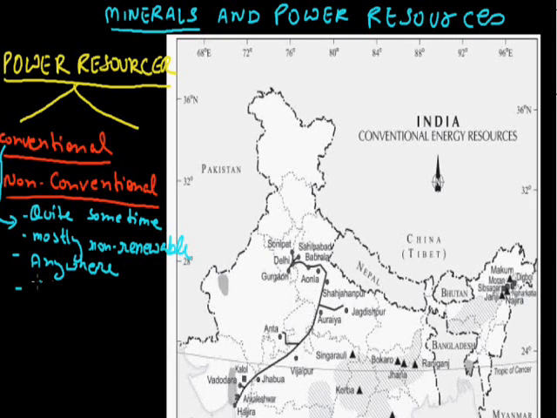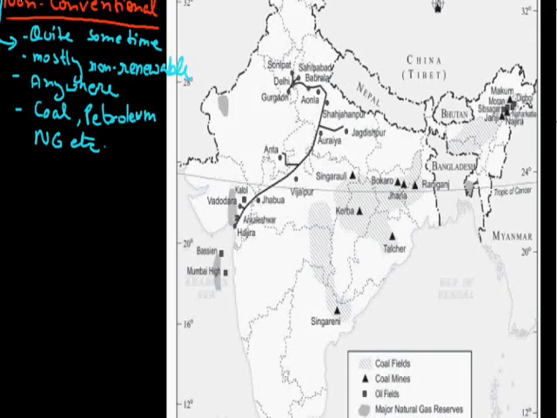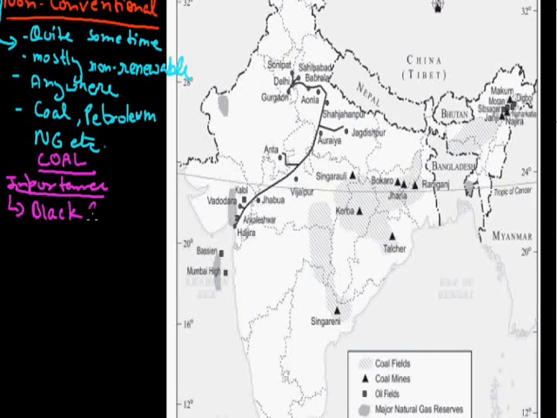The examples are coal, petroleum, natural gas, etc. Now let us take each example one by one. The first one is coal. What is the importance of coal? Coal is also called black gold. In India, it helps us to produce more than 70% of our energy resources.